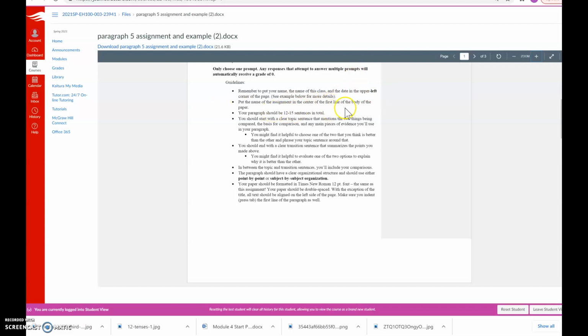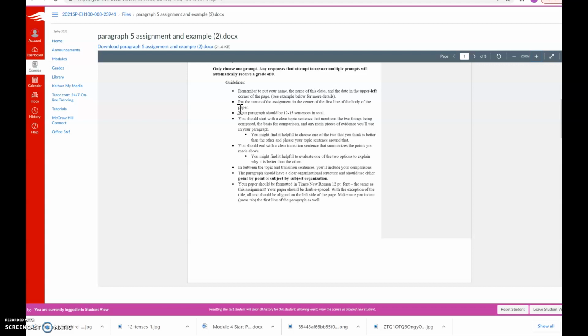Put the name of the assignment in the center of the first line of the body of the paper. The paragraph should be 12 to 15 sentences in total. I'm really not going to mind if it's a little bit more, especially on this type of paragraph. You should start with a clear topic sentence that mentions the two things being compared, the basis or grounds for comparison, and any main pieces of evidence you'll use in your paragraph.